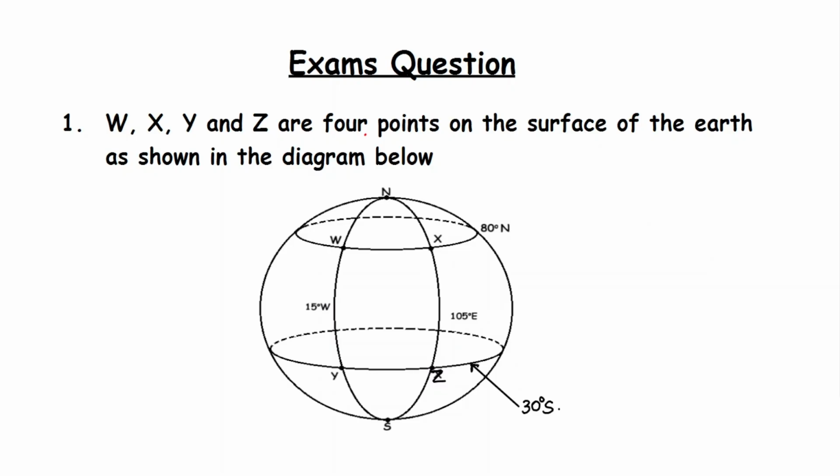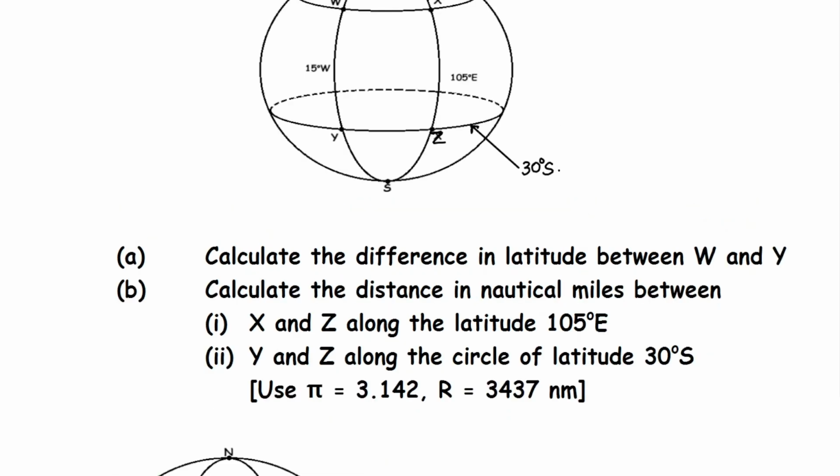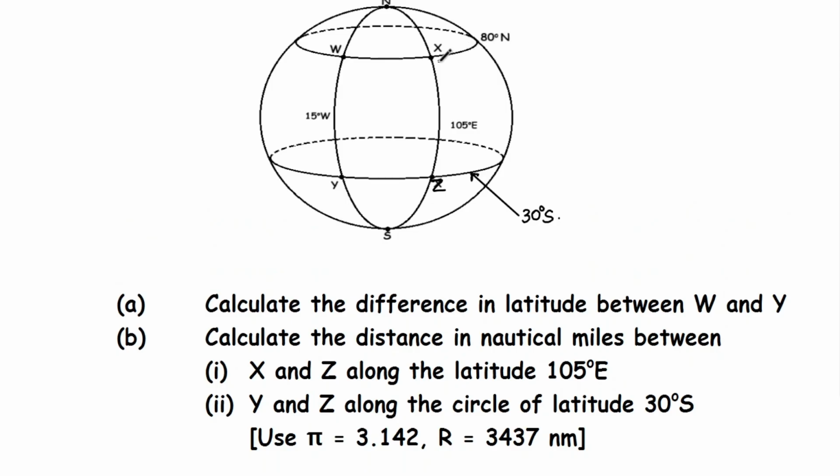So what is the question saying? Part A says calculate the difference in latitude between W and Y. Y is here, W is up here. So they're talking about latitudes, this one here from above and the one down here. Since they're located in two different hemispheres, we have to add them. We talked about this several times. You can check on those videos; the links are in the description.